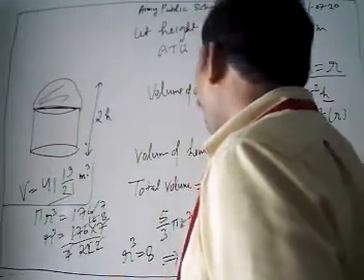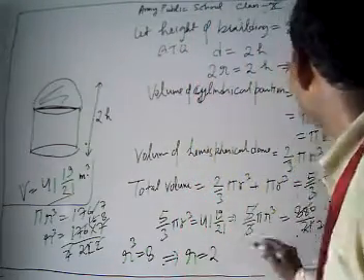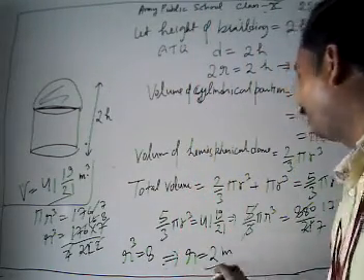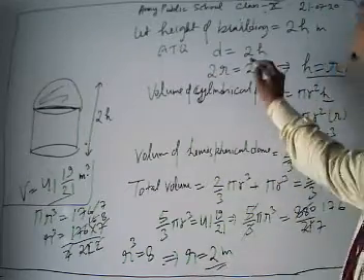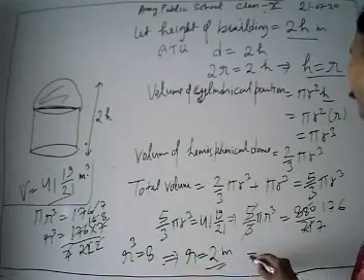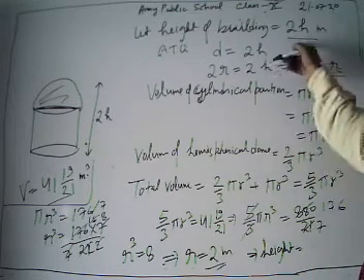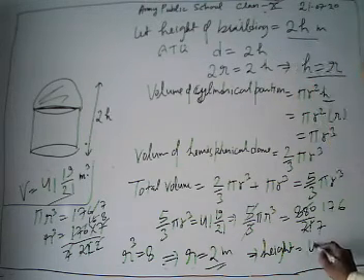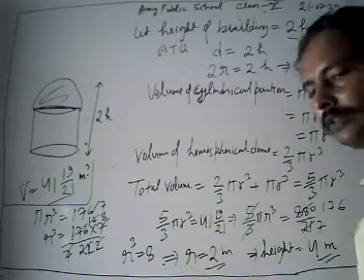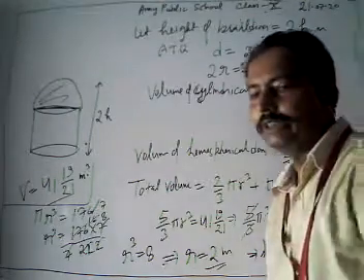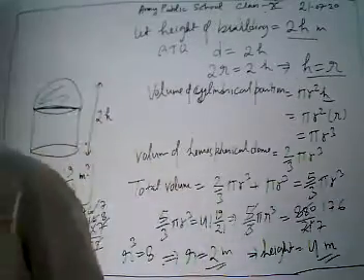The value of r is 2 meter, but we have to find the height of this building. The height is 2h, and h is equal to r, so 2 into 2 is 4. The height of the building is 4 meter. This is our required solution.